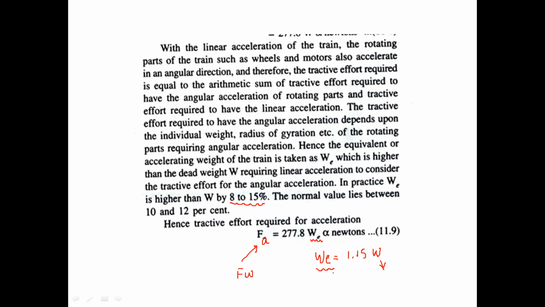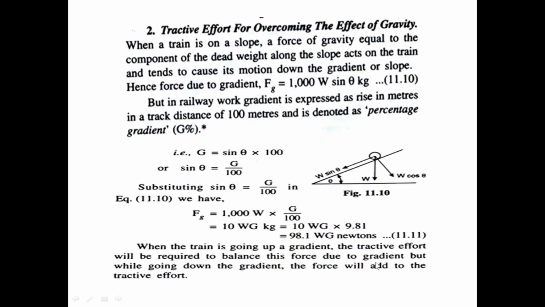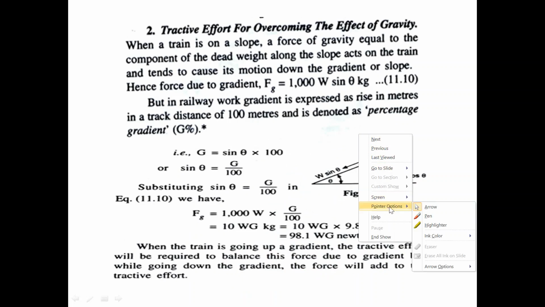That is what we call effective weight, to take into account the force for angular acceleration. So this is the equation we have to remember: the force required for acceleration, where We is the effective weight of the train, which is taken as 1.15 into W. Okay, so now let us come to the next force, that is the tractive effort for overcoming the gravity.